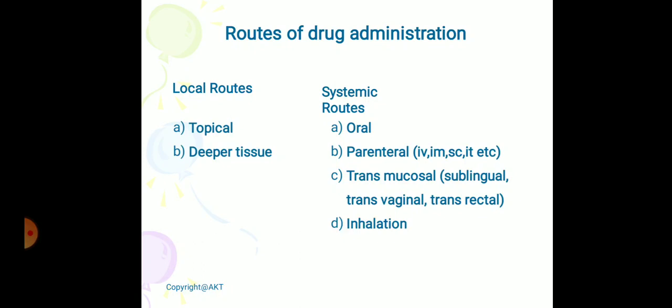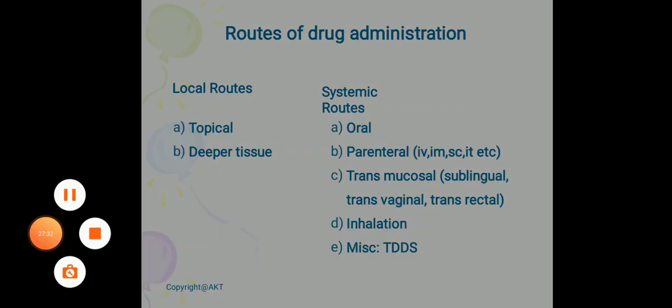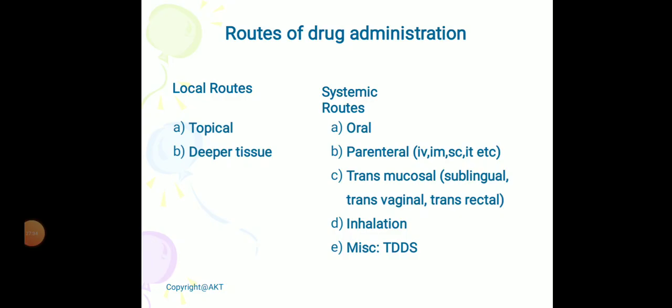Inhalation: if you inhale either through the nose or through the mouth, the drug can be directly delivered into systemic circulation, but to some extent it will be locally acting on the respiratory system. Miscellaneous is TDDS, that is transdermal drug delivery system, that we call the attachment of patches. We are sticking some patch onto the skin so that the drug will be delivered slowly through the skin into the systemic circulation. So this is a major classification of routes of administration.